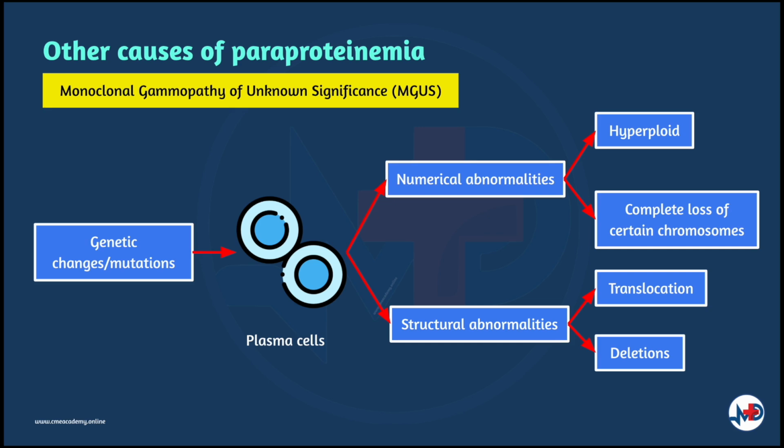chromosomes. These numerical abnormalities appear as increased copies of odd-numbered chromosomes, referred to as hyperploid picture, or complete loss of certain chromosomes such as chromosome 1, 13, 14, or 17. Structural abnormalities include translocation of immunoglobulin heavy chains as well as deletions in chromosomes. These are also possible causes of paraproteinaemias.